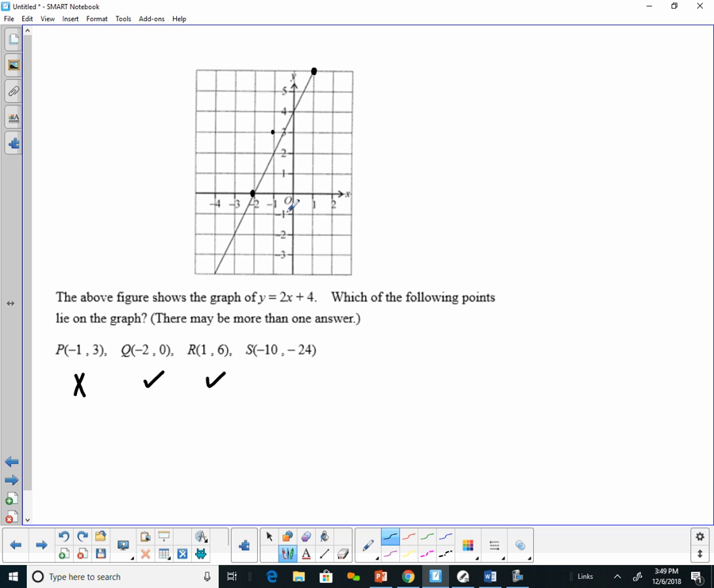And then I have -10, -24. Well, by this graph, I can't figure that one out. So I do have to substitute in here. So I'm going to put that my y is equal to 2 times my x plus 4. And then I'm going to work it out.